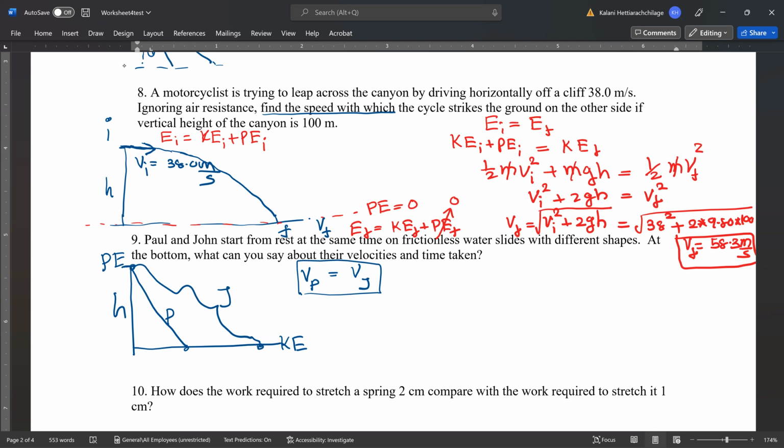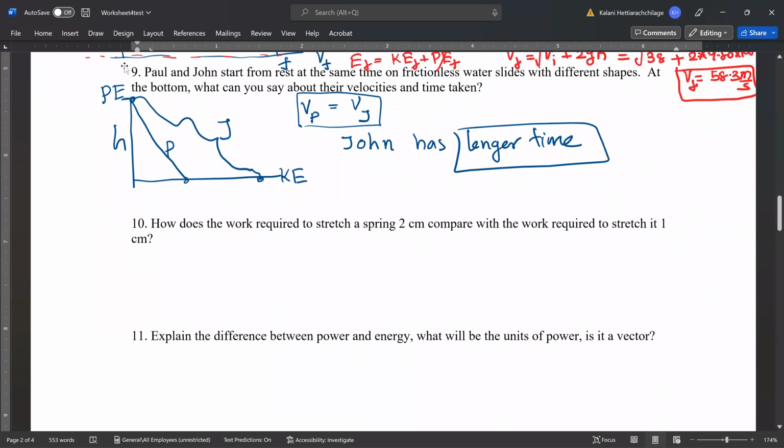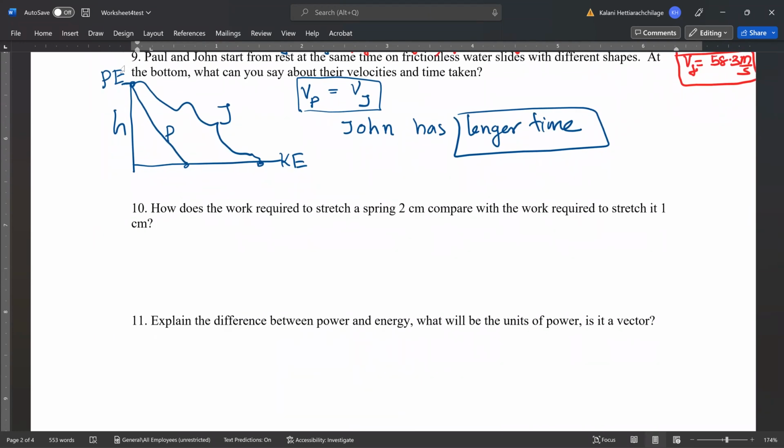Okay, so now next question is asking, what can you say about their velocities and time? Time, what can you say? So definitely time will be longer for John, because John has bumps and things that it will take longer time to travel. So in this case, if I do this drawing, John has longer time.